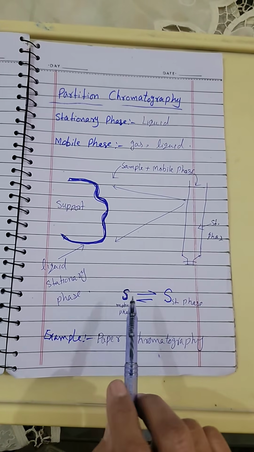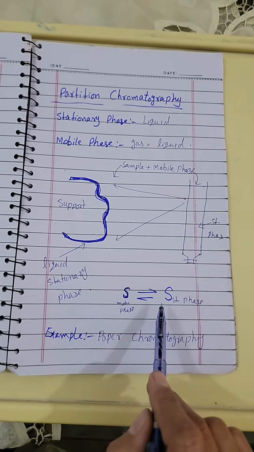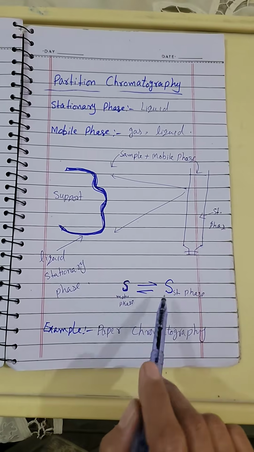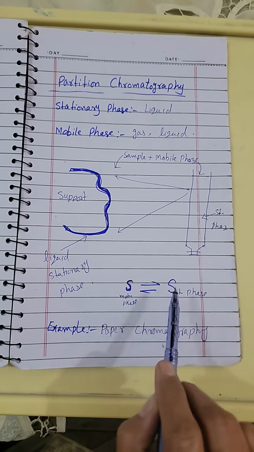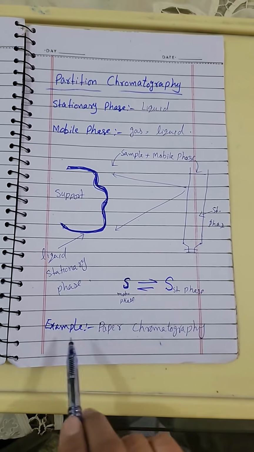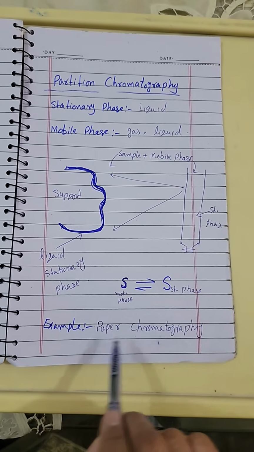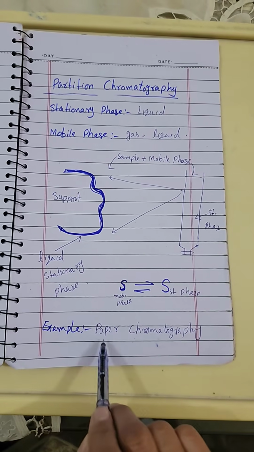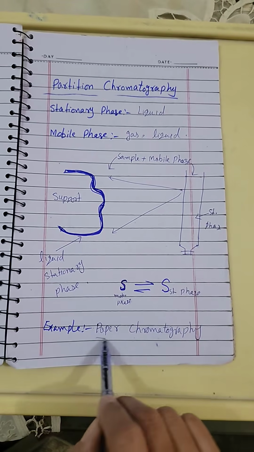That's why this chromatography is called partition chromatography, because the mode of interaction of the sample is partitioning. The sample is performing partitioning between the stationary and mobile phase. One of the best examples of partition chromatography is paper chromatography, which we perform in the routine lab.